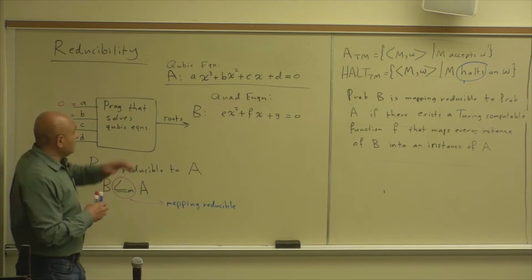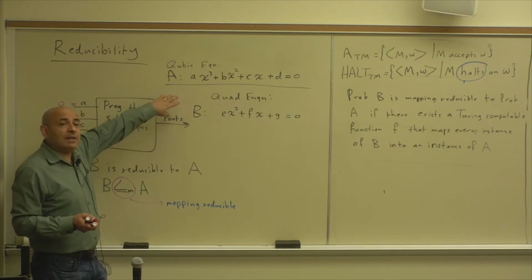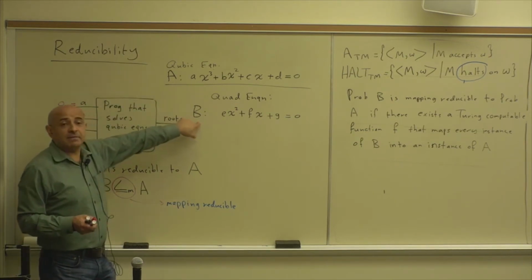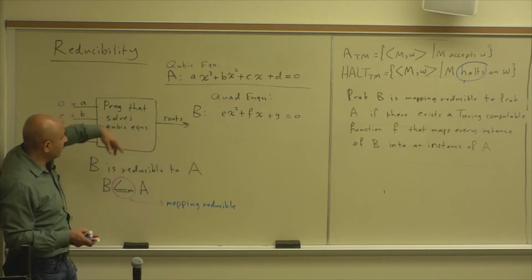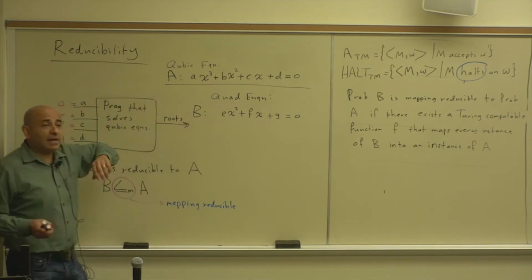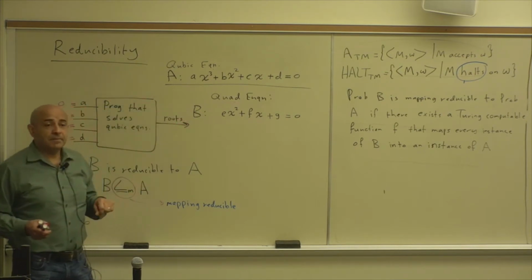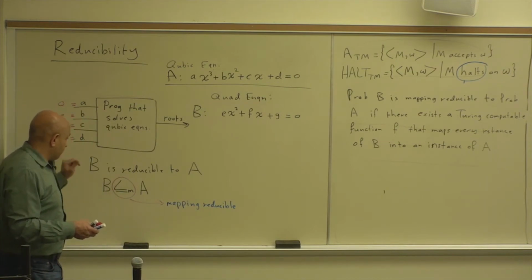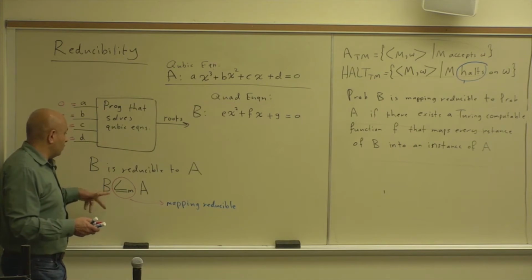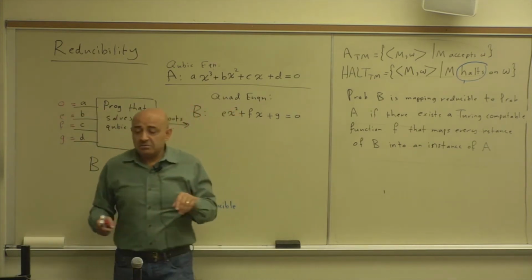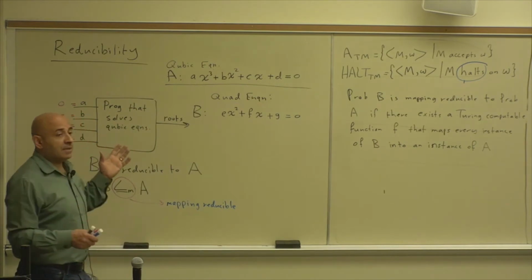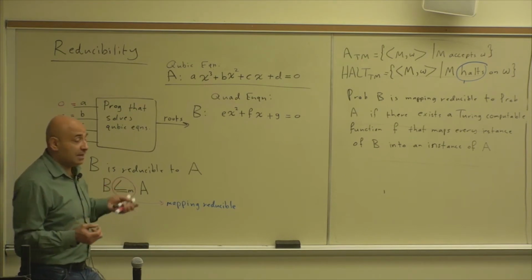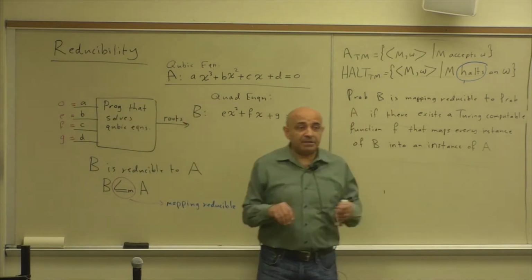By the way, for this example, can we do the mapping in the other direction? Can we map every instance of A into an instance of B? No, we cannot. Because in this case, B is just a special case of A. A is a more general problem than B. Now, this relation, mapping reducibility, is going to exist between two problems or two languages, not only when one of them is a special case of the other, or one of them is more general than the other. In fact, they can be on the same level. They can be different forms of the same problem.